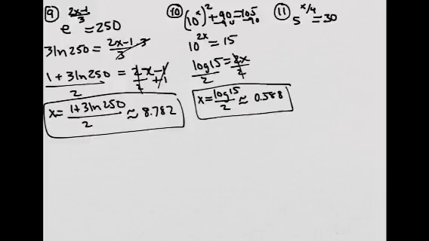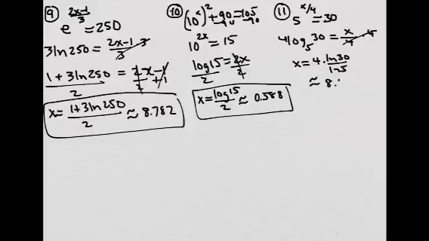Okay, so this becomes log base 5 of 30 equals x over 4. So we're going to multiply both sides by 4, and so x equals 4 times ln 30 over ln 5. That would be the exact answer. The approximate answer would be 8.453.